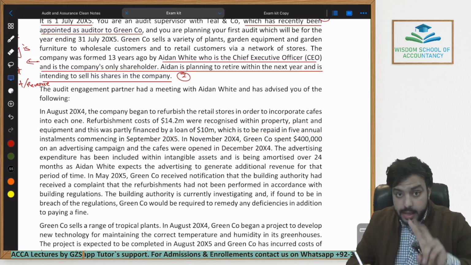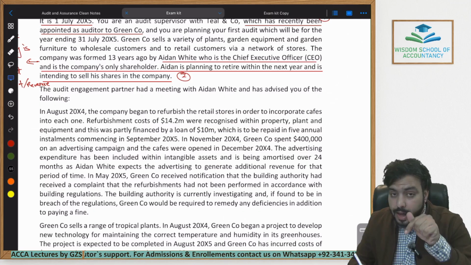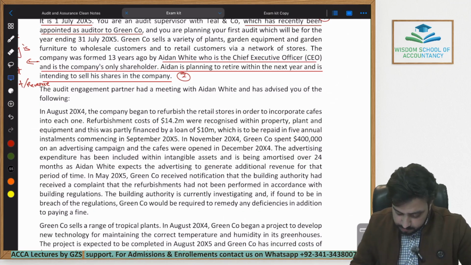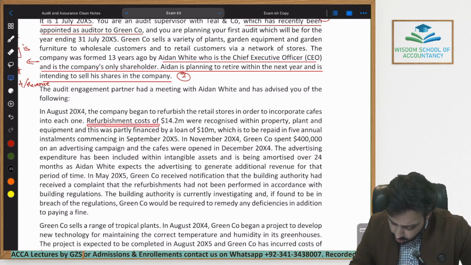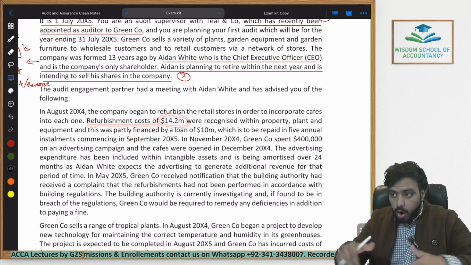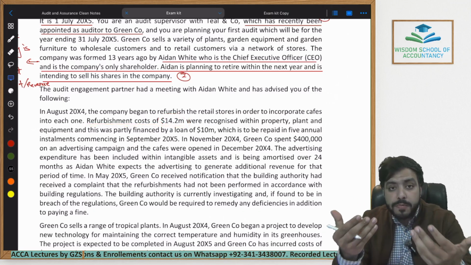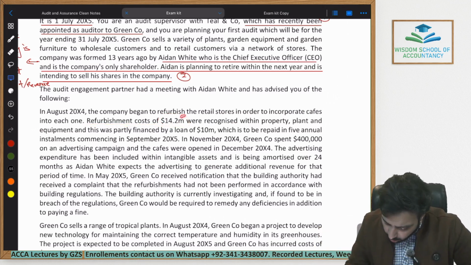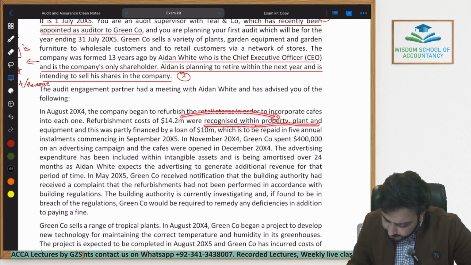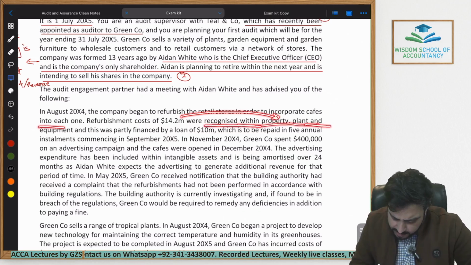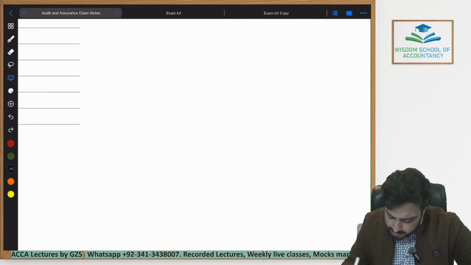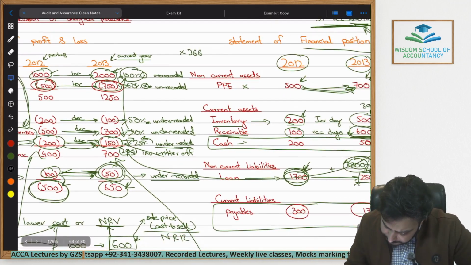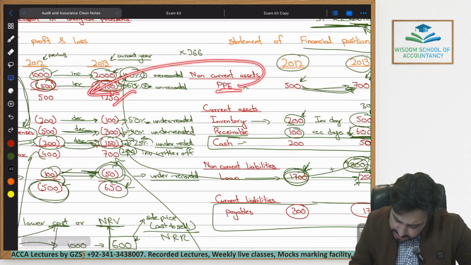Let's read it again. There are two hidden risks within this specific sentence. The first part is that the refurbishment cost of 14.2 million, all of the refurbishment, cost the company $14.2 million. And all of this money was capitalized. When the examiner says that it was recognized within property, plant and equipment, this means that all of this cost, 14.2 million, was capitalized within property, plant and equipment. It was not expensed out.